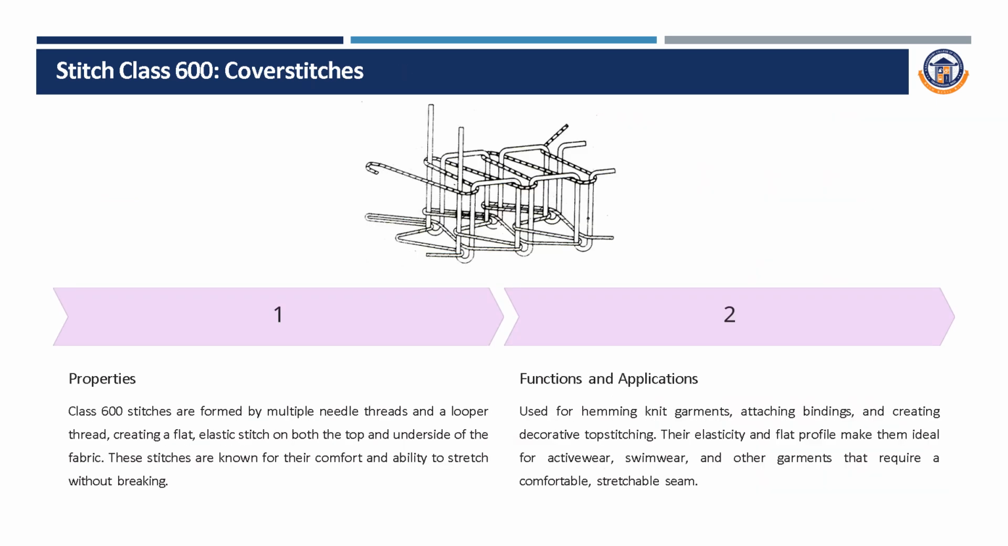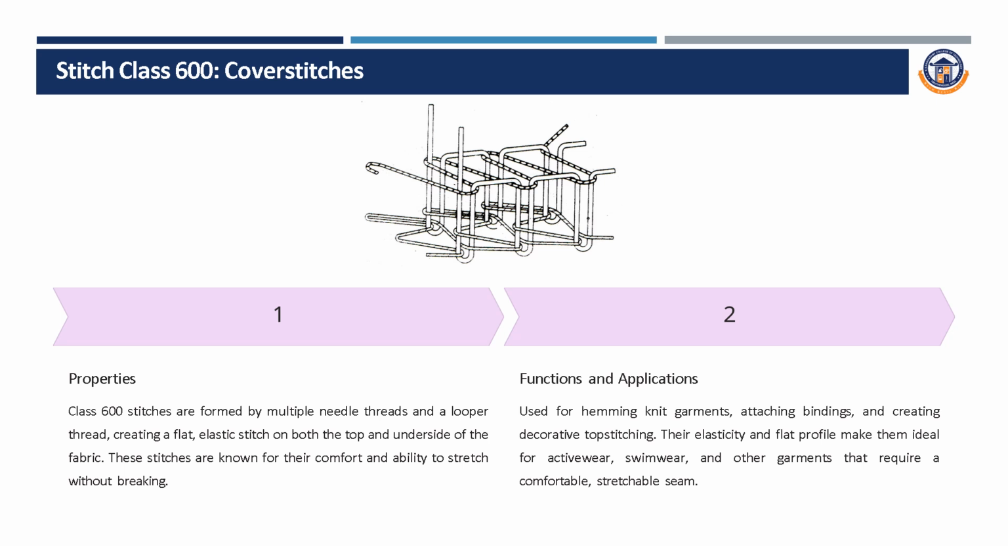Class 600 is a cover stitch. These class 600 stitches are formed by multiple needle threads and a looper thread, creating a flat elastic stitch on both the top and underside of the fabric. These stitches are known for their comfort and ability to stretch without breaking.